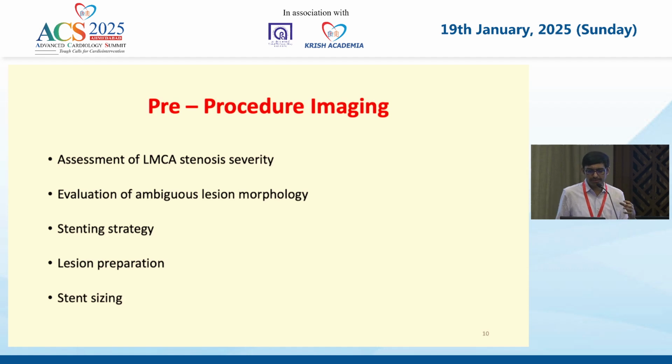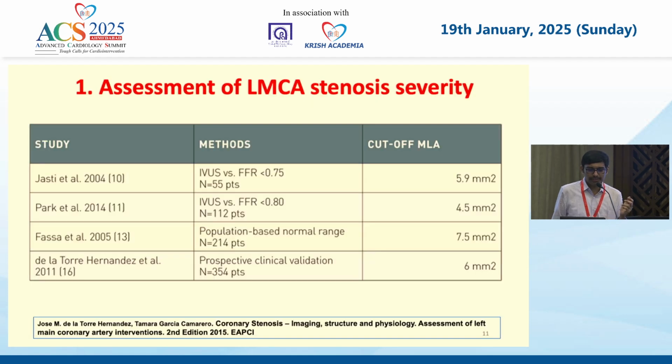So what are the various roles of pre-procedure imaging? One is assessment of LMCA stenosis severity. Second is evaluation of ambiguous lesion morphology. Third is stenting strategy, 1 stent versus 2 stents. Fourth is lesion preparation. And fifth is stent sizing.